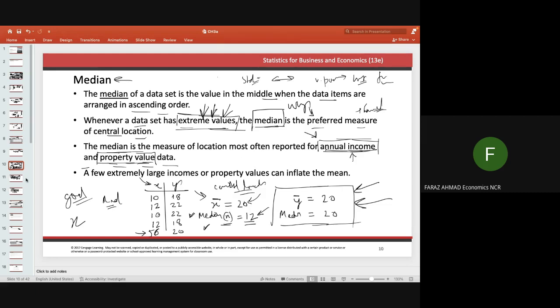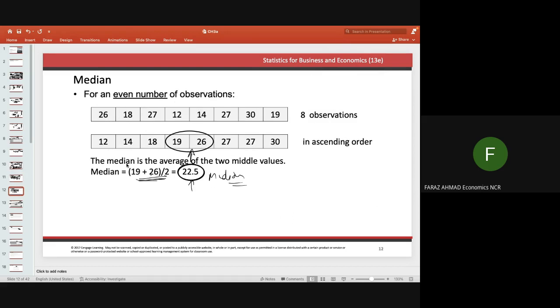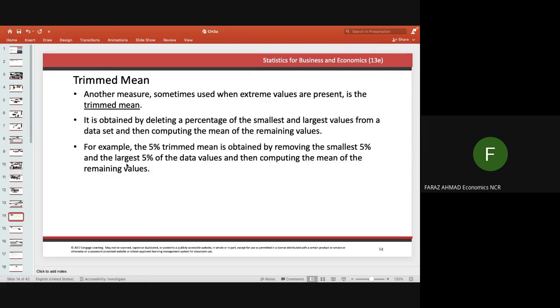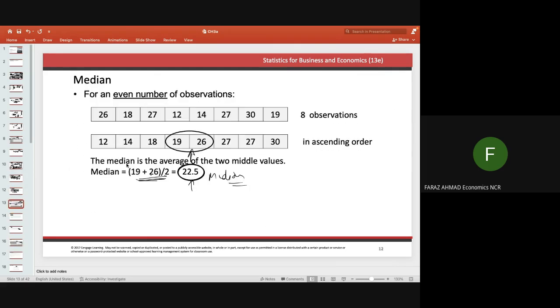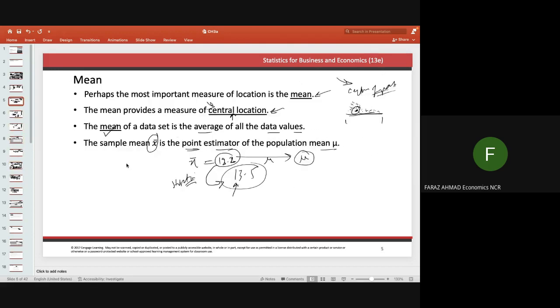All right, so this is median. That's how we calculate median. We'll talk more about mean and weighted mean and all those things later.